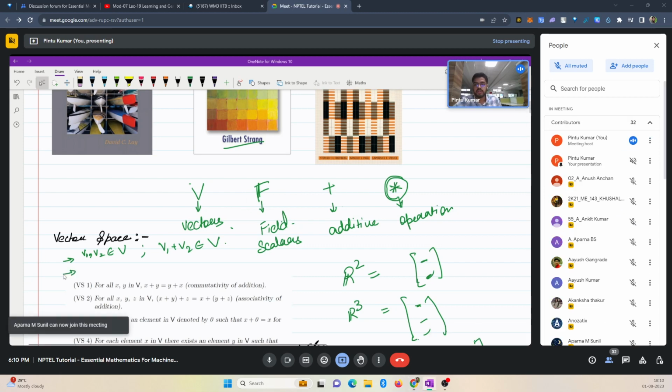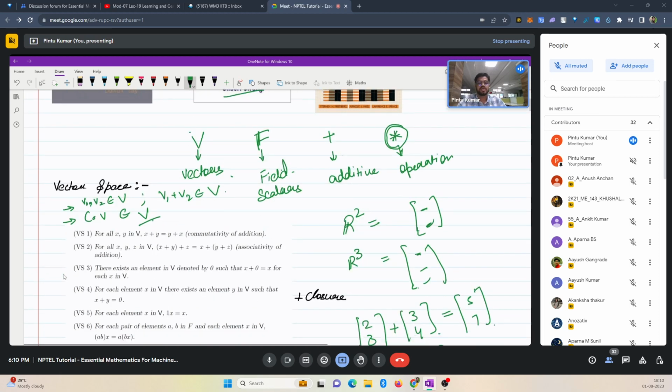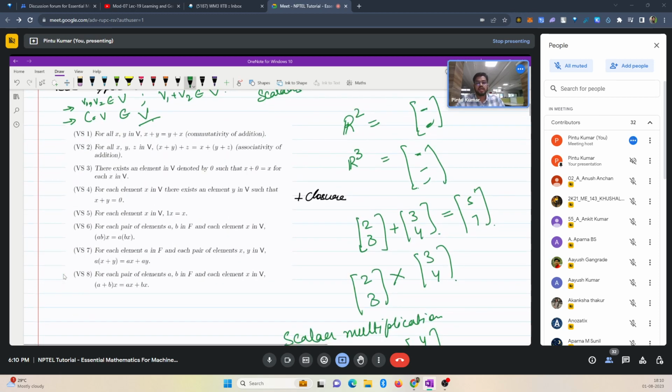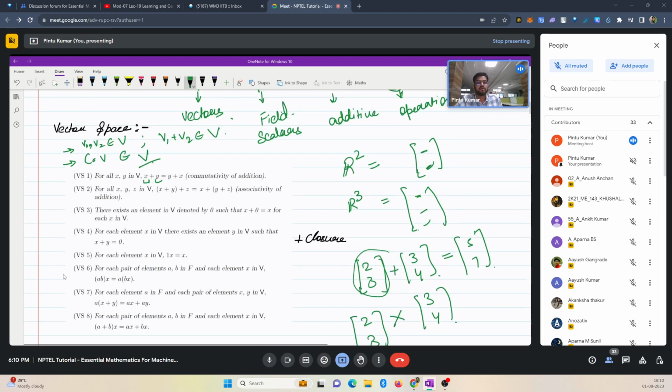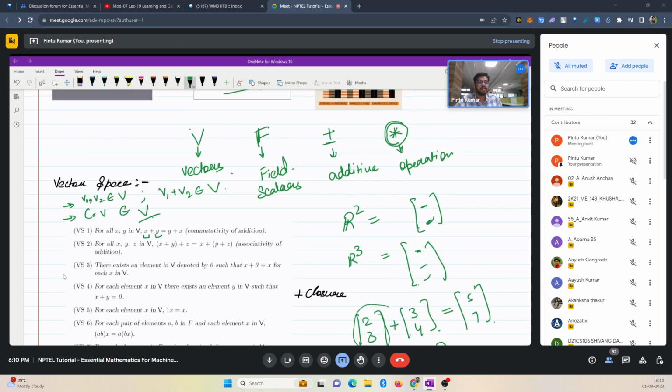So let's say you multiply c into V, then you should get a vector in V itself. These are the two most basic properties, that is closure under additivity and closure under scalar multiplication. And the rest of the properties are quite intuitive ones. If you imagine that x and y are your vectors in R2 space, then those vectors are definitely commutative.